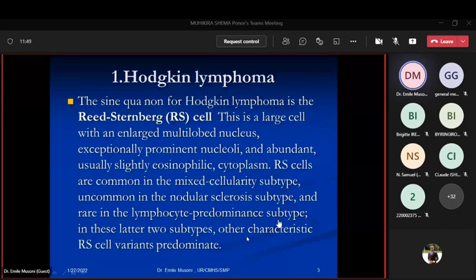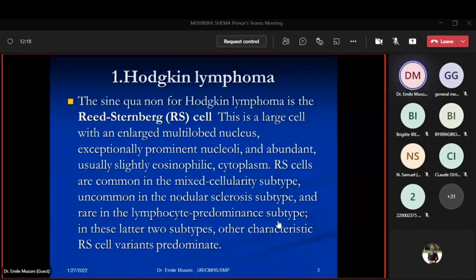So I've seen that there are two types of lymphoma: Hodgkin lymphoma and non-Hodgkin lymphoma. Let us see the Hodgkin lymphoma. The sine qua non for Hodgkin lymphoma is the presence of Reed-Sternberg cells. This is a large cell with an enlarged bilobed nucleus, exceptionally prominent nucleoli, and abundant, usually eosinophilic, cytoplasm.